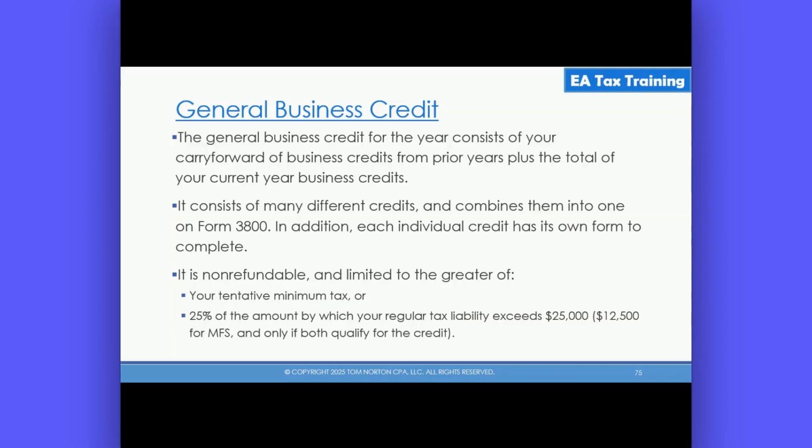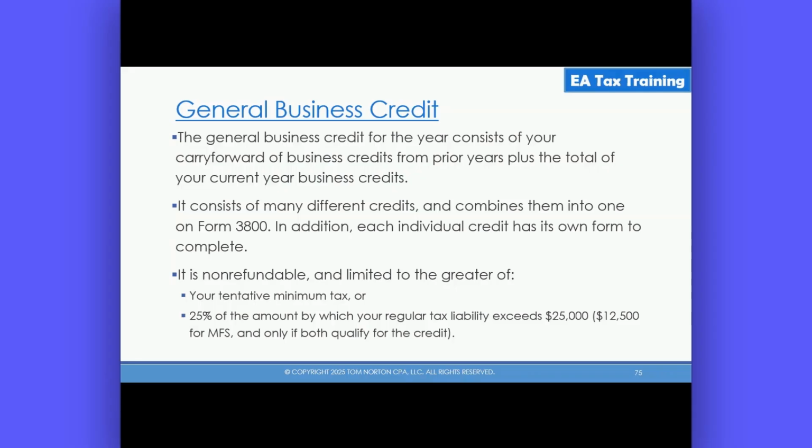It combines them into one on this Form 3800. So, in addition, you're going to have to fill out a form for each individual credit. So you've got all these individual credits that make up the general business credit. Any of them that you have, you fill out the form specific to that credit, and then you consolidate them all up on this Form 3800.